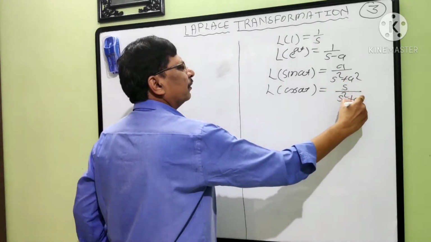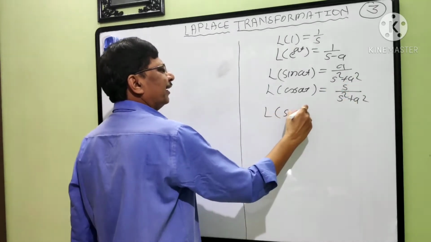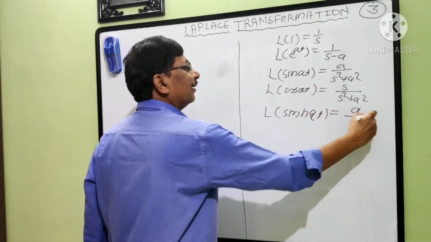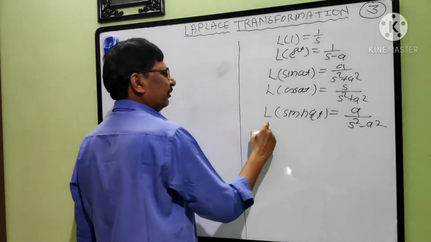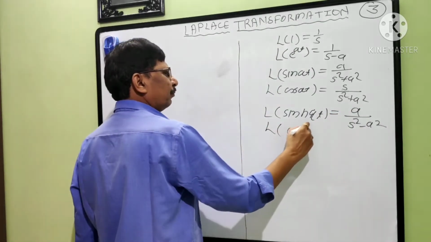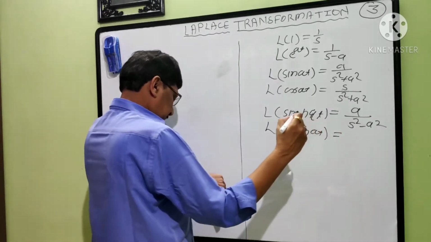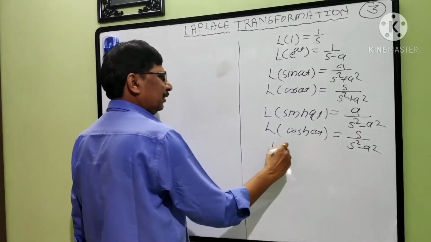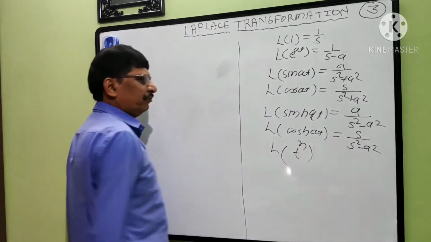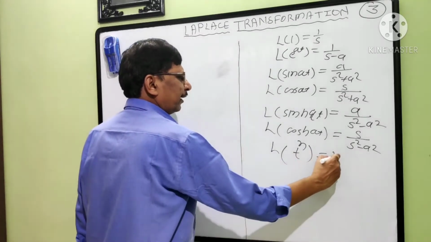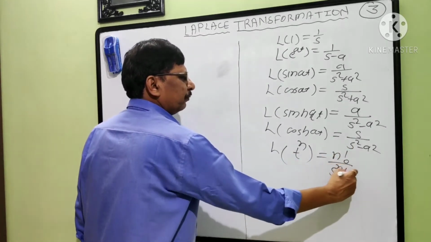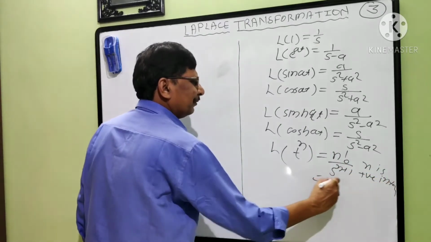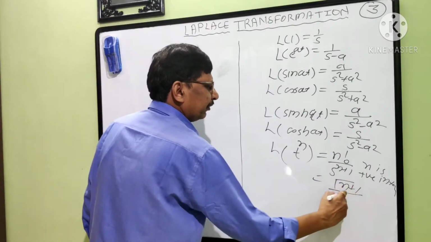Then the Laplace transformation of sinh at: sine means a in the numerator, and hyperbolic means s square minus a square in the denominator. We have proved it actually. Cosh at is s upon s square minus a square. And one more important formula: t raised to n equals n factorial upon s raised to n plus 1 if n is a positive integer. Otherwise you can write it like this, gamma of n plus 1 upon s raised to n plus 1.